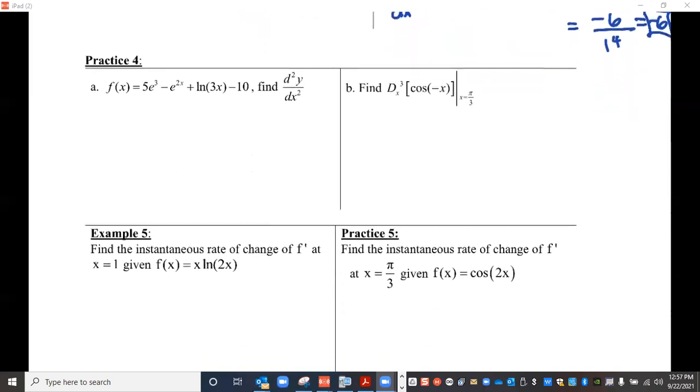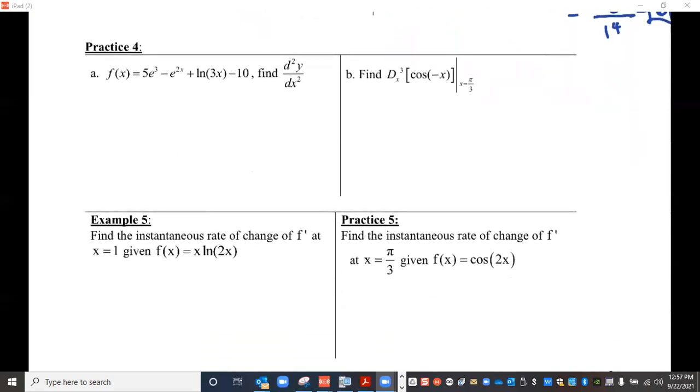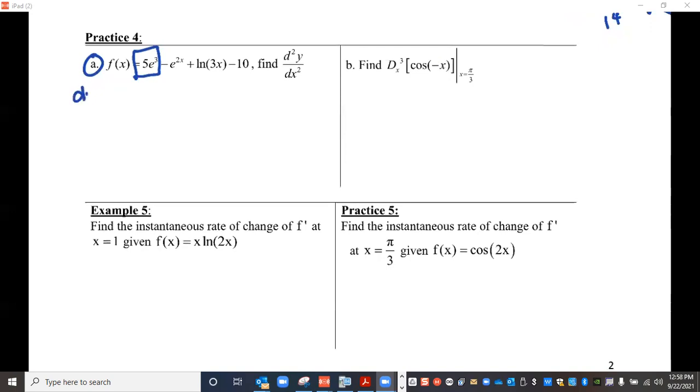So let's take a look at practice 4a. Which derivative are they asking me to find? Second. Now let's talk about this 5e to the third. Is it a constant or is it an exponential? Constant. It's just a numerical. So when I find my first derivative, what happens with the derivative of 5e to the third? 0.